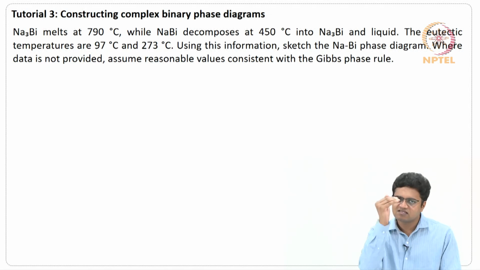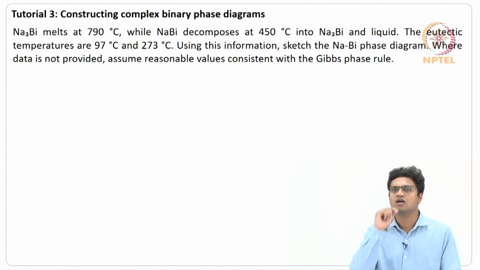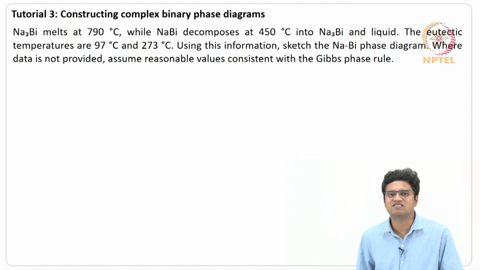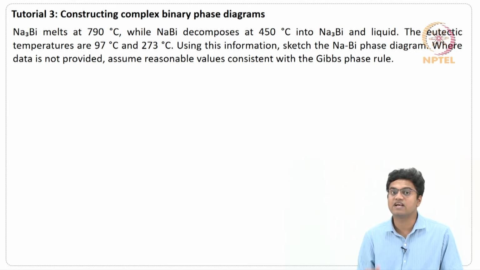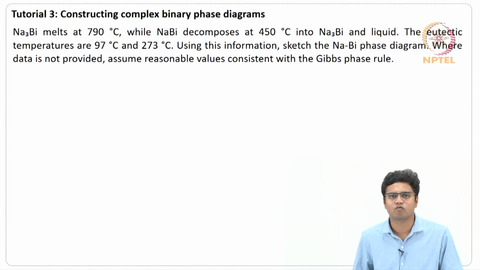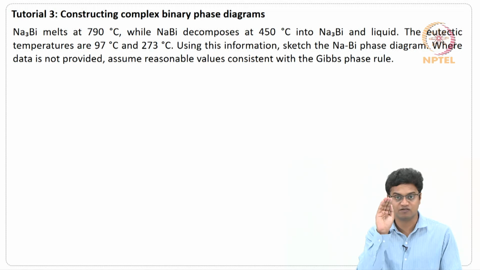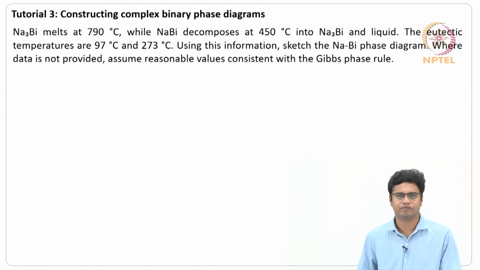It means at 791 degrees Celsius, what is stable? Liquid. At exactly 790, what is stable? Liquid as well as Na3Bi. At any temperature below 790 degrees, from the information given, what is stable? Na3Bi solid is stable. Okay, now let's go a little further.